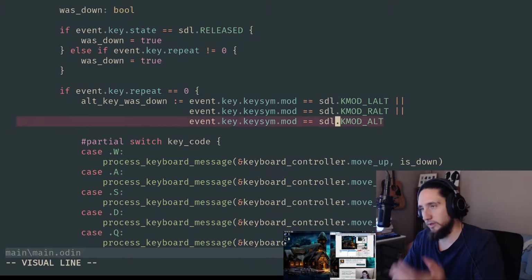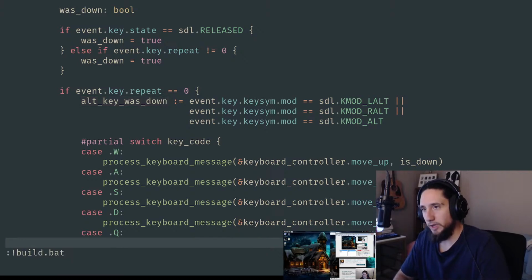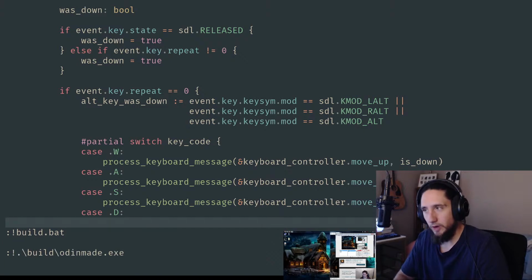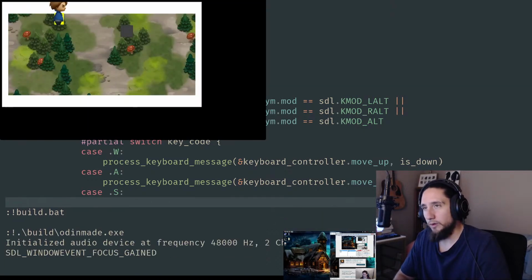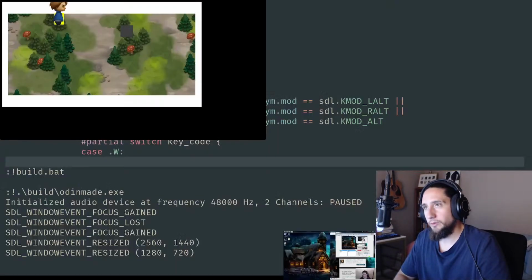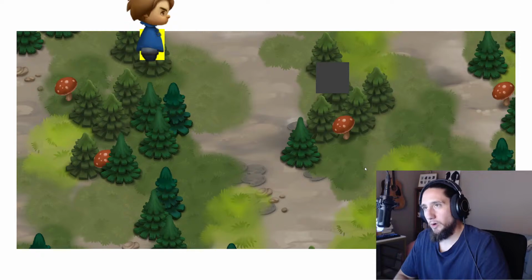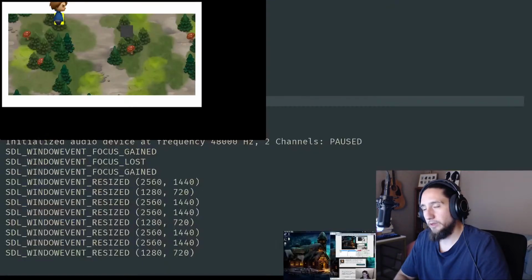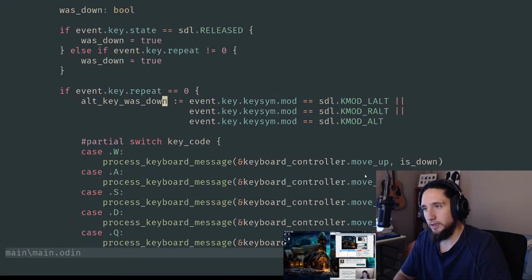And so basically what this check was doing is it was only assigning alt key was down to true if I had both alt keys pressed on my keyboard. So I never bothered to try that because I would have thought that pressing just one of them was enough. But now whether I'm pressing the left one, the right one, or both, and pressing enter at the same time, we'll get that in and out of full screen.